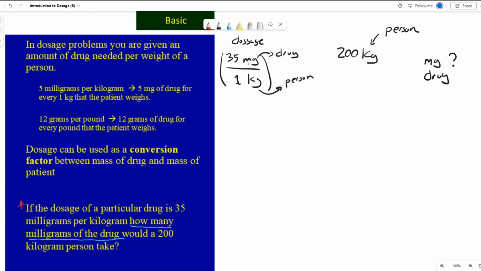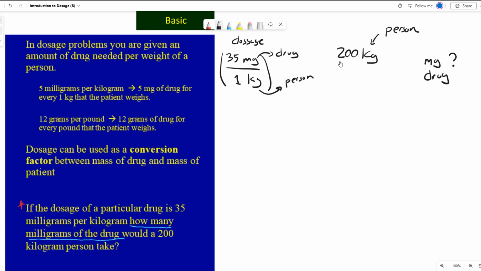To set this problem up, anytime that you have two or more terms, and one of those terms has one unit on it, like this 200 kilograms here, and another term that has two units on it, like this 35 milligrams per 1 kilogram, always start off by writing the term that just has one unit on it, because that'll force you to work from left to right. That's the normal way that we read and write, so it'll make it easier for you.